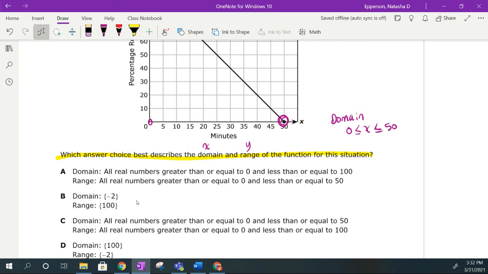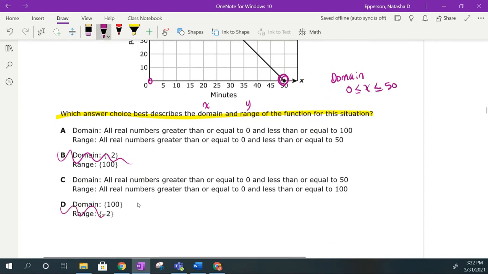All right, so let's look at some of our answer choices. That's going to eliminate B. That's going to eliminate D. C says all real numbers greater than or equal to 0 and less than or equal to 50. Okay, that works. A says all real numbers greater than or equal to 0 and less than or equal to 100. That does not work, so A is out. So by default, it has to be C, but let's continue and check.